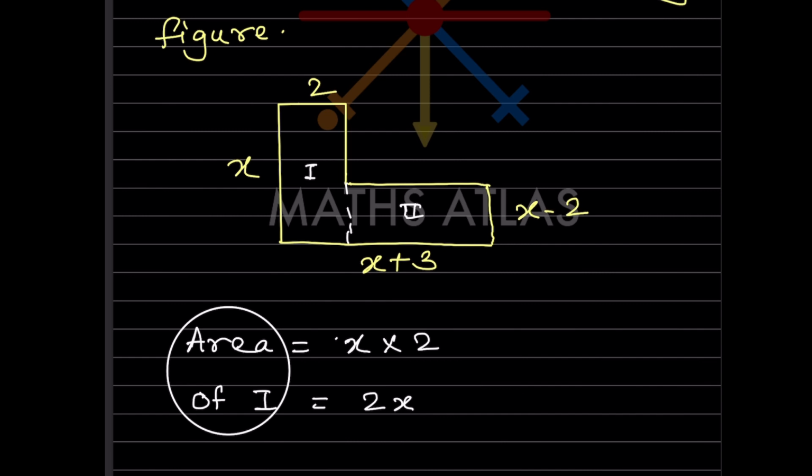So now let us start here with the area of 1. We are going to find the area of this part. Whenever there is the area of a rectangle, that will be length into breadth, or we can say the width, both are the same. So here the length is x and the width is 2. So what will be the area? That will be 2x. We can also write square units because area is always in square units.